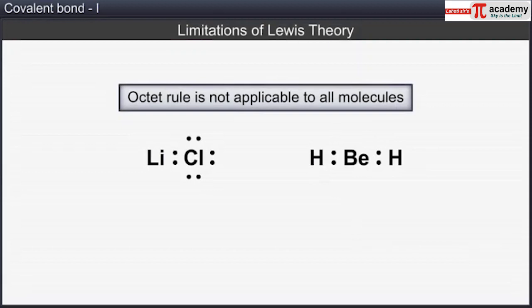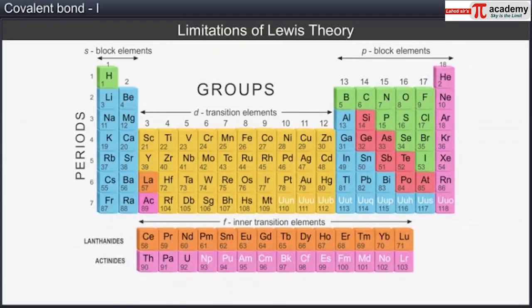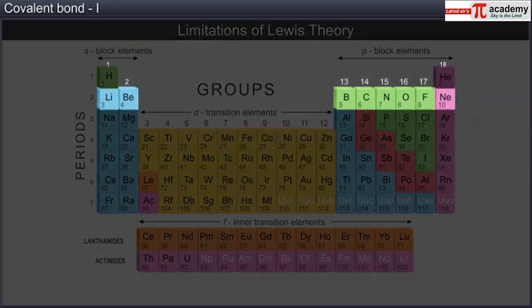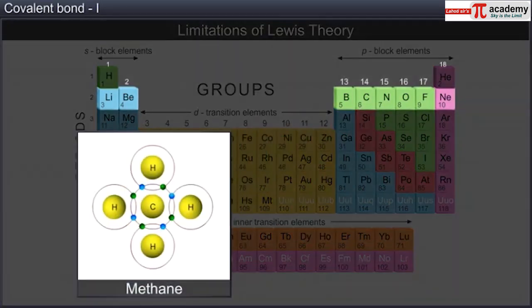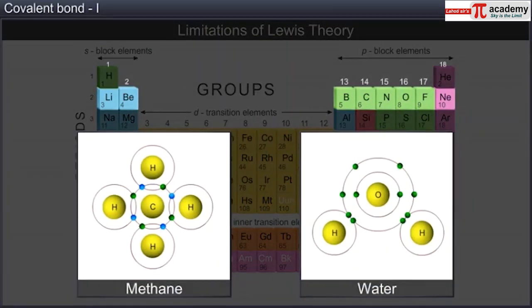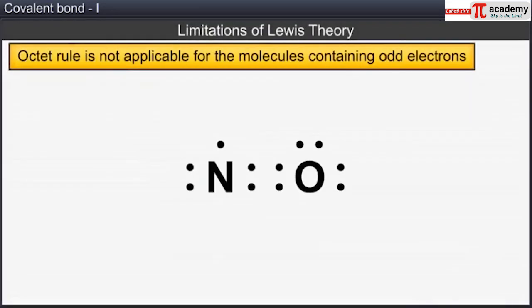Though octet rule is simple, it is not applicable to all the molecules. It is mainly applicable to organic compounds and compounds formed by second period elements such as methane and water. Octet rule is not applicable for the molecules containing odd electrons. For example, there are only 7 electrons around nitrogen in nitric oxide.